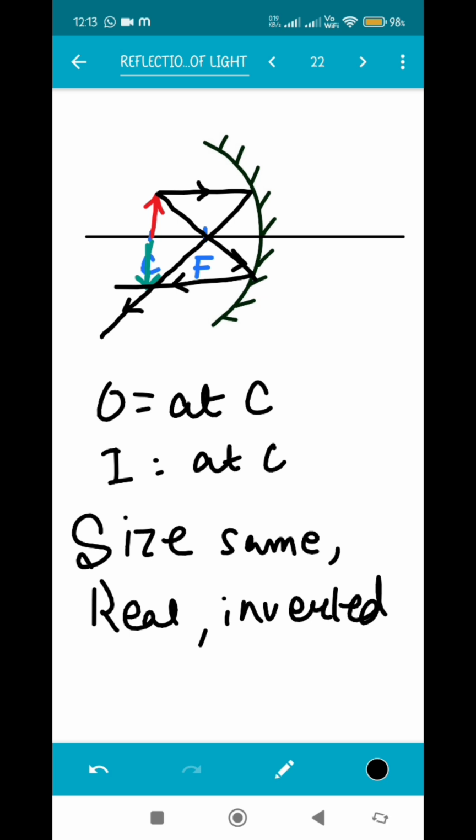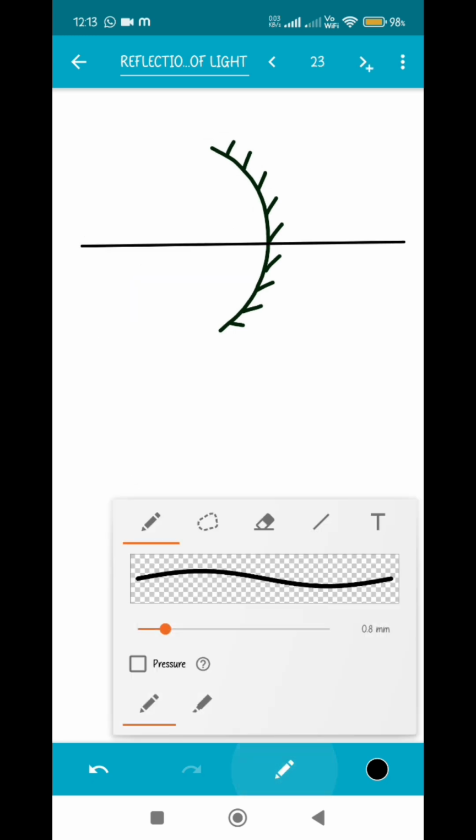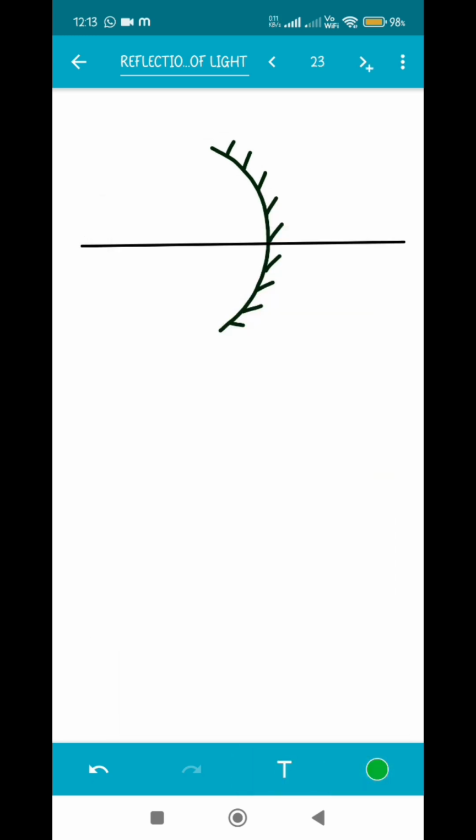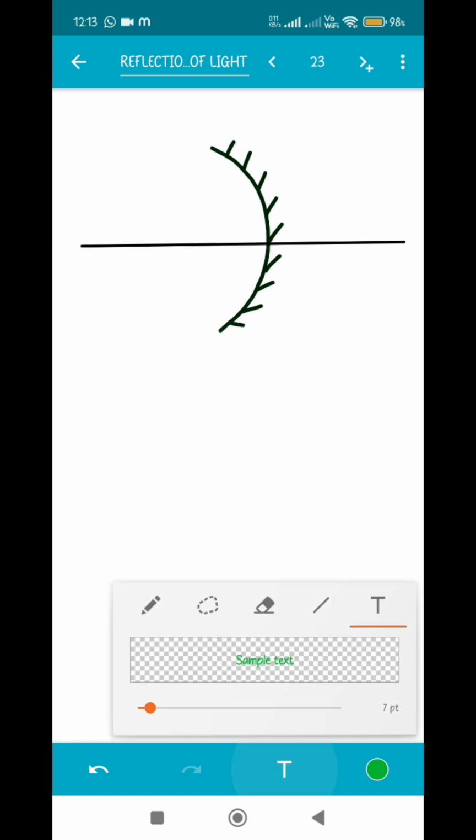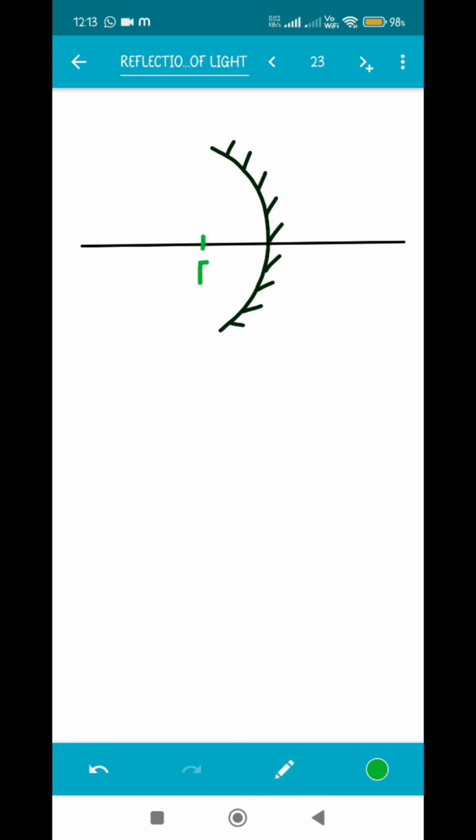Now coming to the last ray diagram for a concave mirror, which is the most different, because in this case, this is the only case where a concave mirror forms a virtual image. Let's see. So for this to happen, the object has to be placed between the focus and the pole of the mirror. Let's see. The object is placed between the focus and the pole of the mirror.